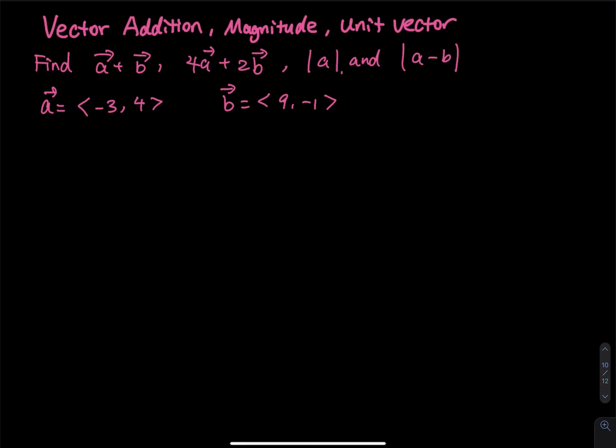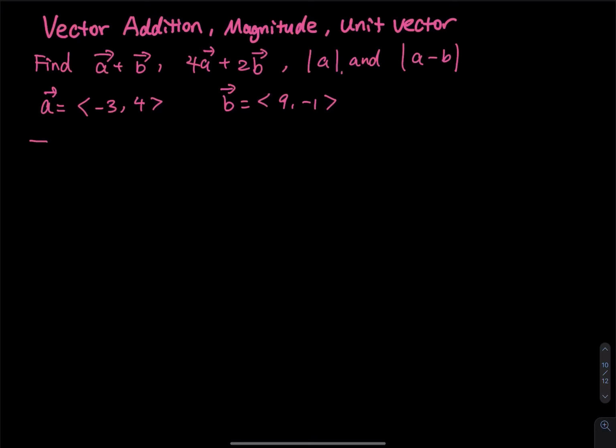Let's do some exercise regarding vector addition, magnitude, and unit vector. So I have two vectors right here, vector A and vector B. They are two-dimensional because each vector has two components, and I would like to do A plus B, 4A plus 2B, the magnitude of A, and the magnitude of A minus B. So let's start with the plus.